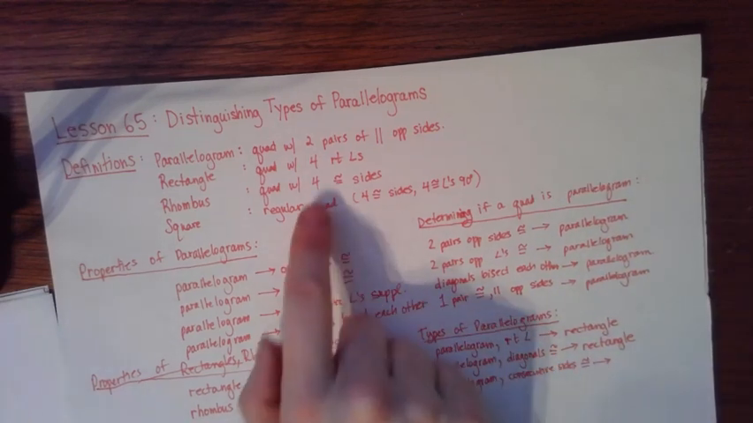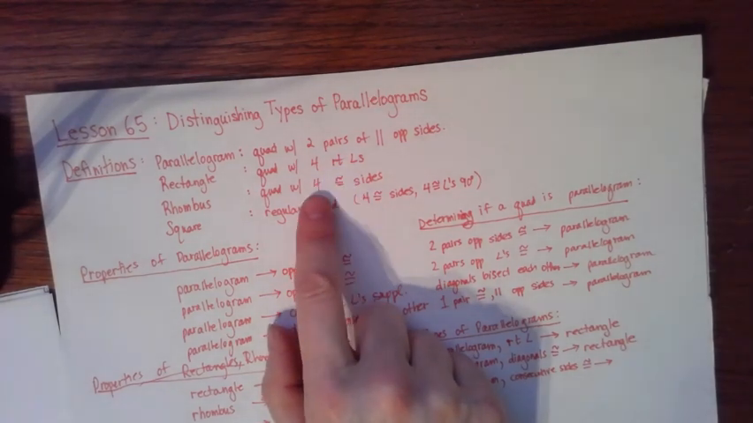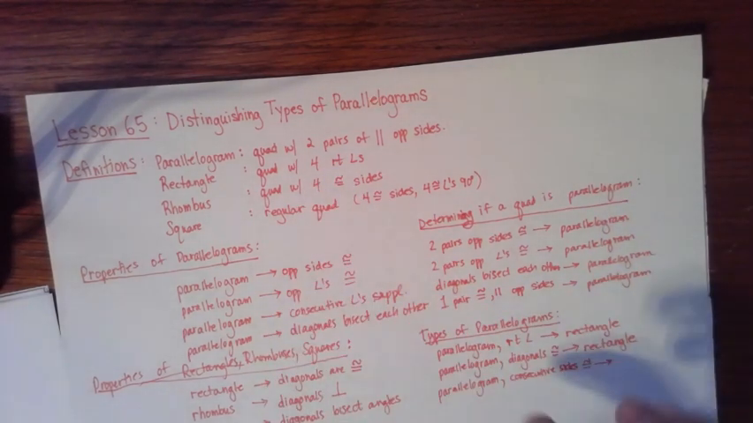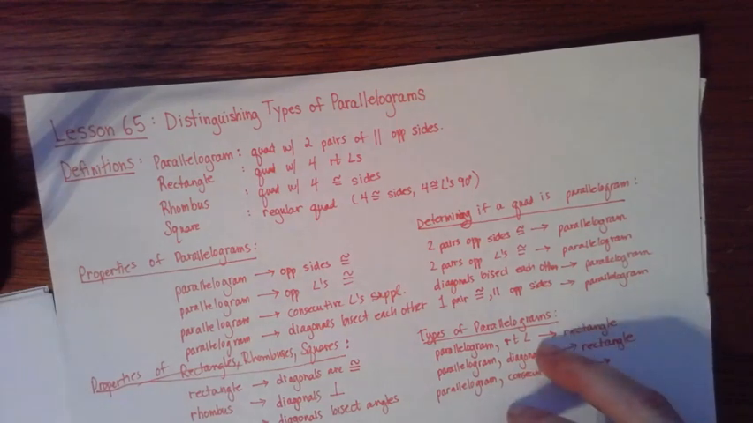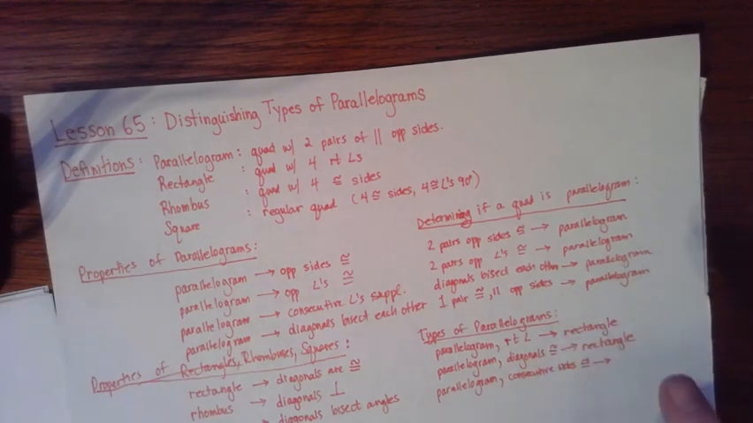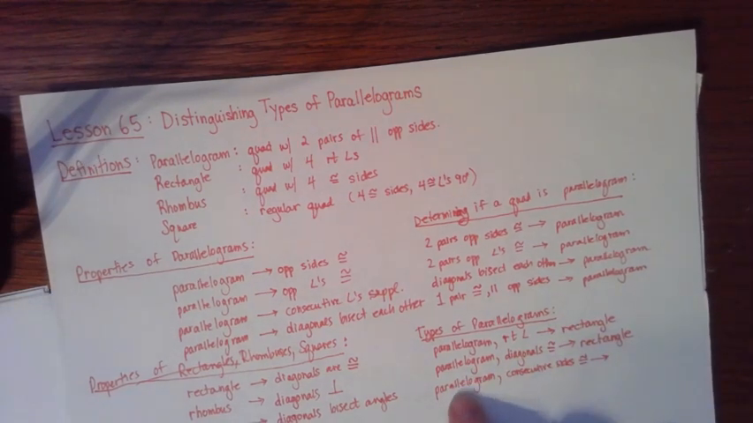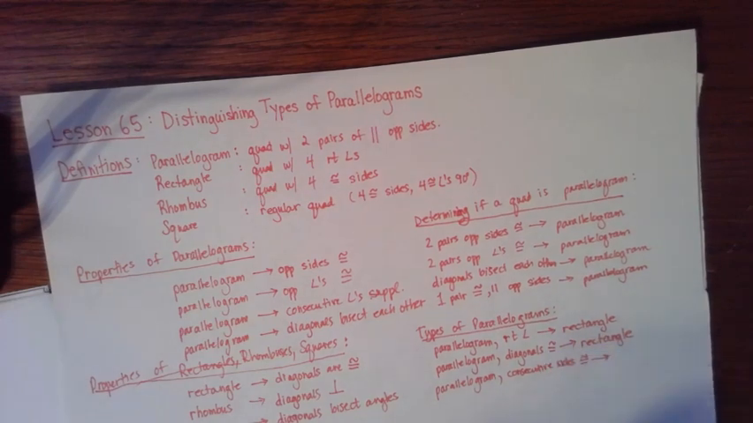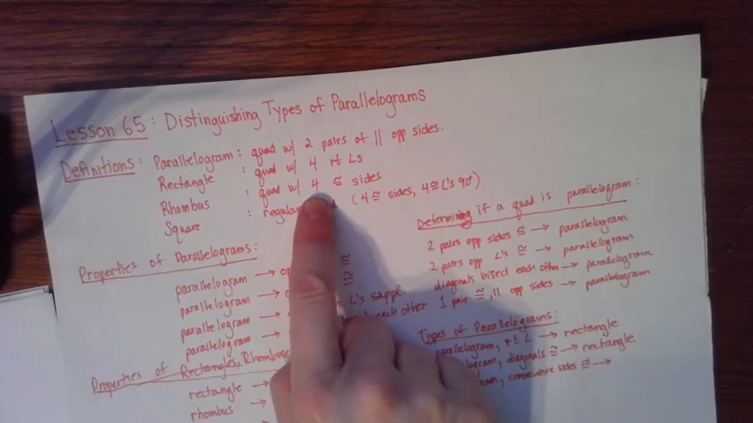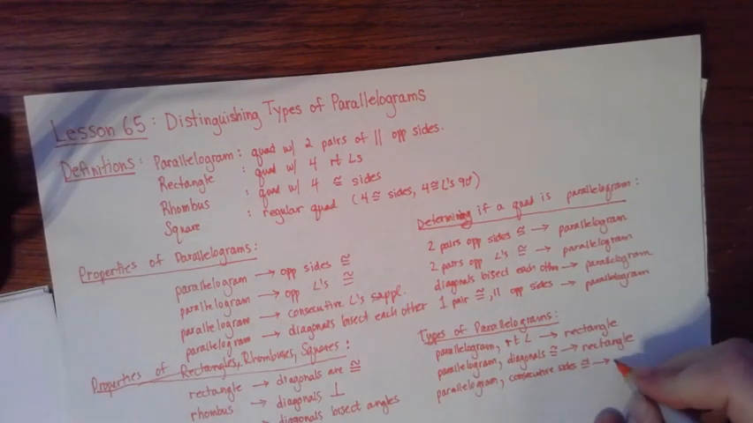If we go back here, that would mean that not just the opposite sides, but the ones that are next to each other as well. We already get the opposite sides from parallel, but also the ones that are beside each other. So that means all of the sides are congruent. It must be a rhombus. So this one is for rhombus.